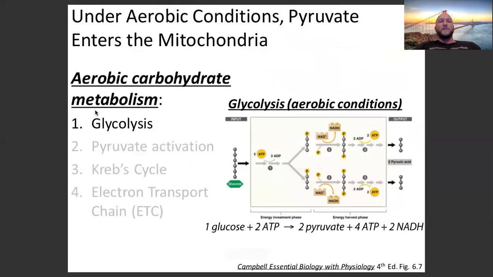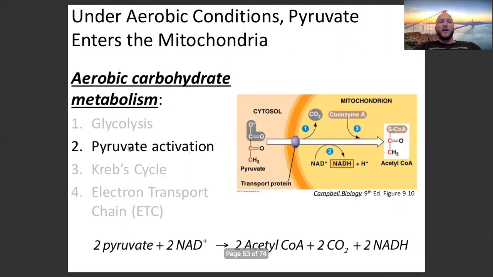All right, so right here's glycolysis. We've already gone over that. Now let's move to our next step. So we're going the aerobic direction. We're going to pyruvate activation. Glycolysis happens in the cytosol. Under aerobic conditions, we're going to take those pyruvates and those NADHs, and we need to move them into the mitochondria to cash in on more ATP, more energy from those products.